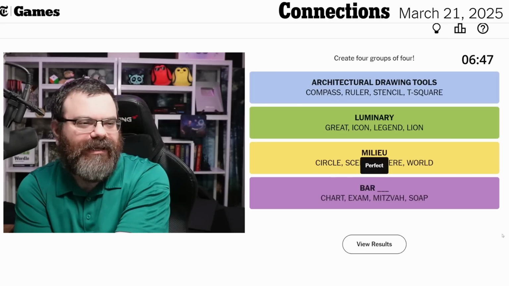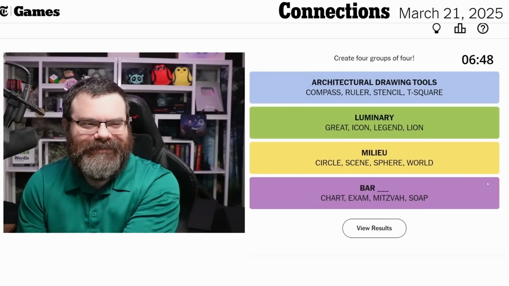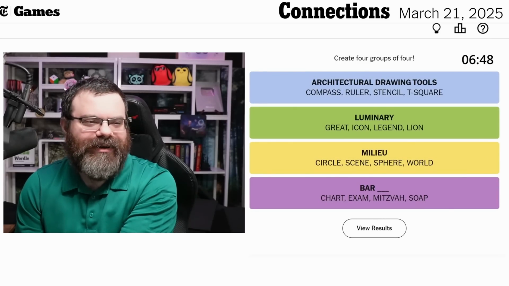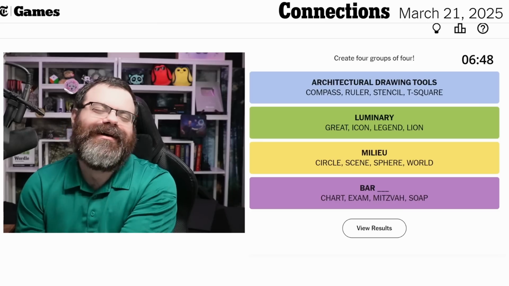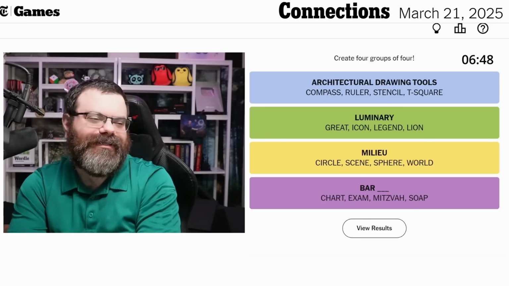Purple be purplin today. Oh, it's just bar. Oh, I didn't think about bar mitzvah. Okay, that should have. Bar chart, bar exam, bar mitzvah, bar soap. Why didn't I think of bar mitzvah? I was so stuck on just what the word means.